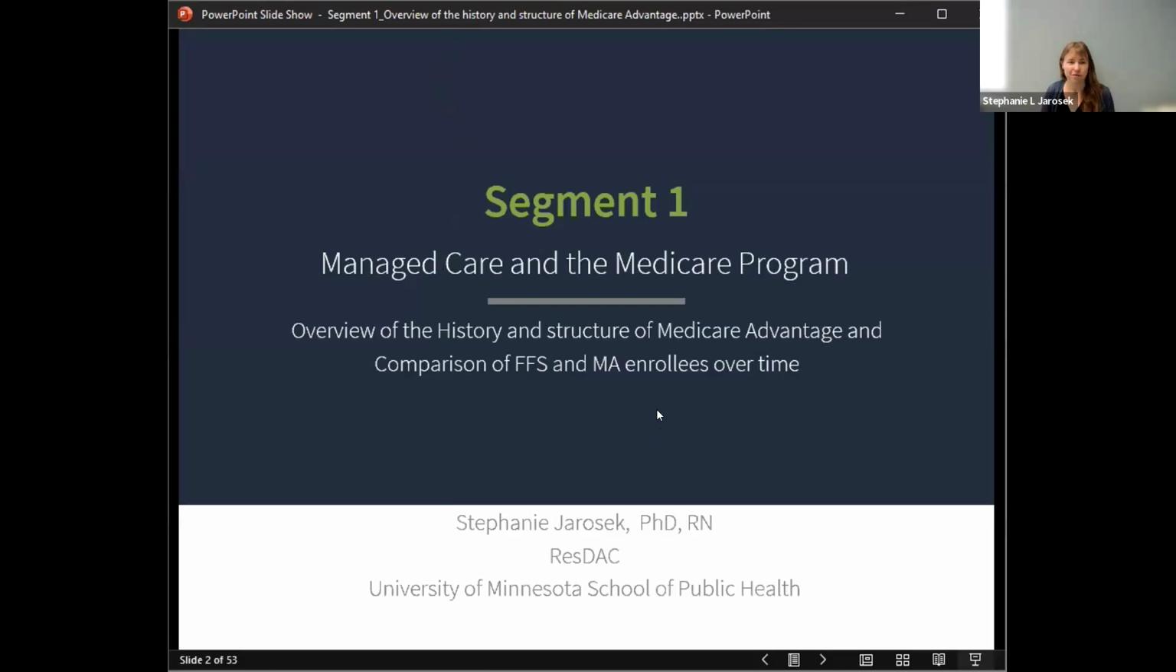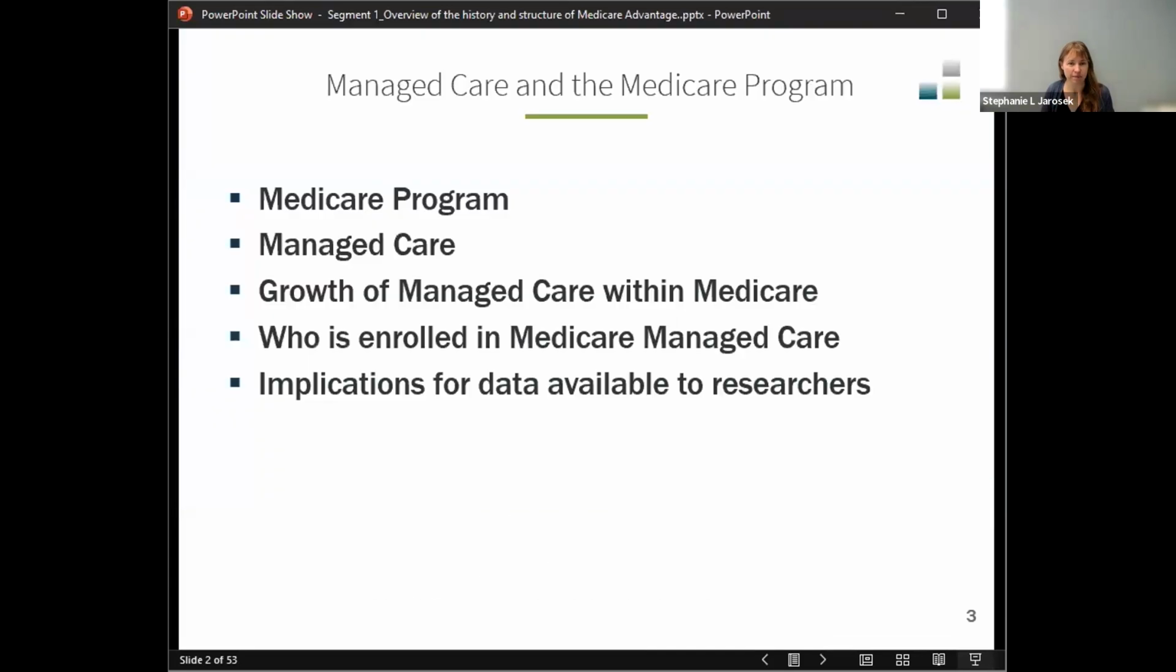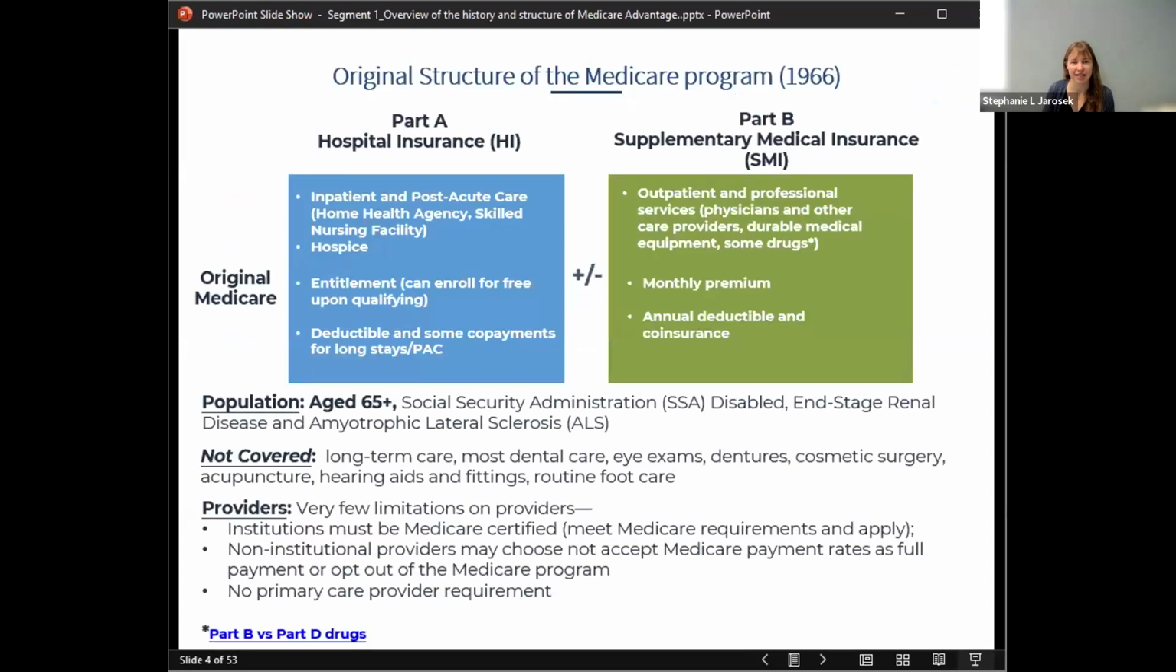Our first segment is: what is managed care? How does it fit into the Medicare program? And then we'll talk a little bit about who's enrolled. So we'll give an overview of the Medicare program, what managed care is and how it fits into the Medicare program, who's enrolled, and then implications for the data that's available to researchers, which is probably why you're here and interested in using that.